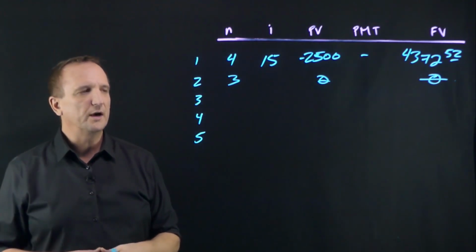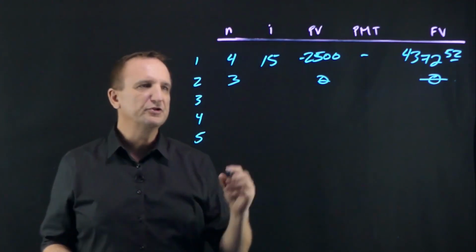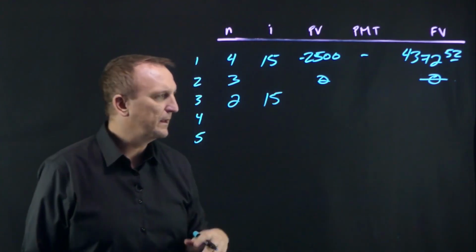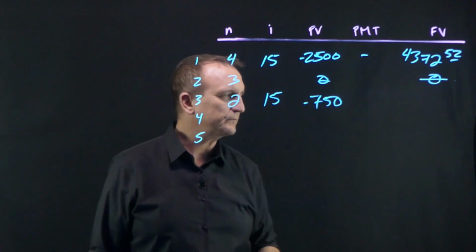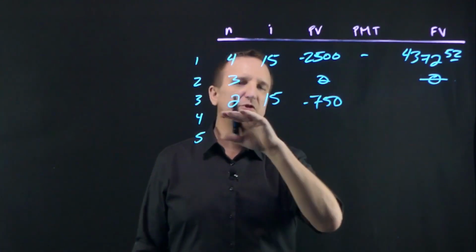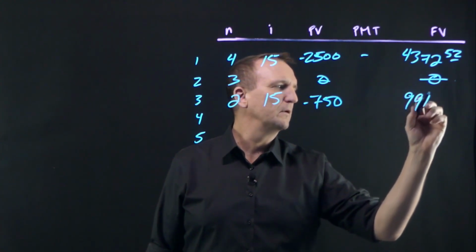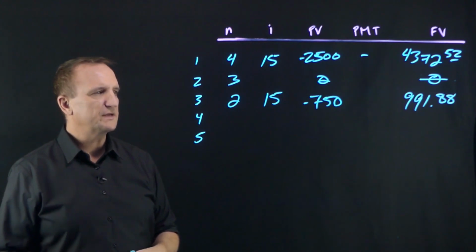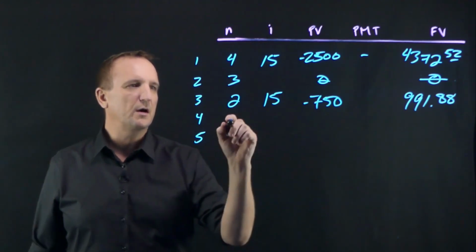The third deposit, which is at the end of year 3, is only going to compound for 2 more years. So we'll have 2 years there, 15%. That third deposit is only $750. So at the end of 2 years, we're going to have $991.88.